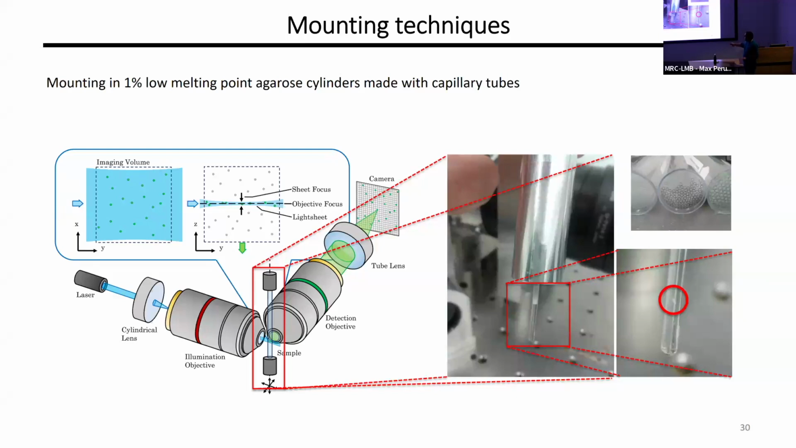tubes here. So these low melting agarose or just normal agarose tubes, they are produced using these capillaries. So you just have an agarose solution inside the capillary that solidifies. And before it solidifies, you can just put your sample there. And imagine that you want to image a Drosophila embryo or a zebrafish embryo, or a big chunk of tissue. You can just place it there, and there you have your sample.